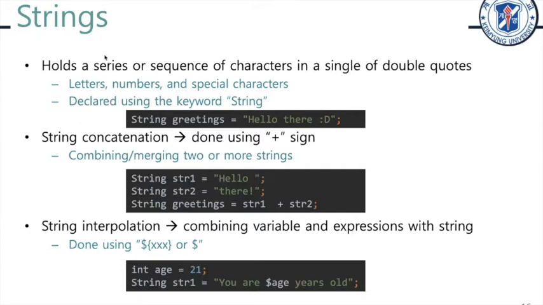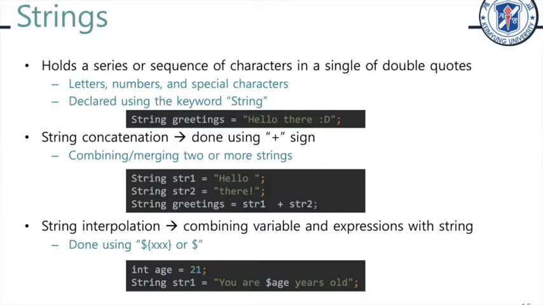A string is a sequence of characters in single or double quotation marks. Letters, numbers, and special characters can be included in the quotes, and they become a string. They are just like a word or a text. If you want to combine or merge two strings, you can use just the addition sign. String interpolation is combining variables and expressions with a string.